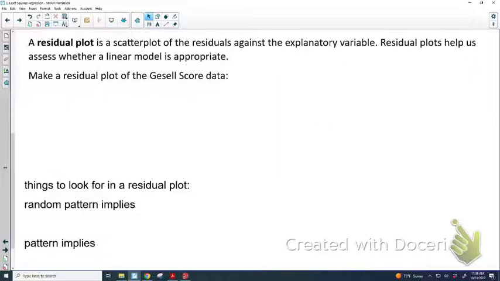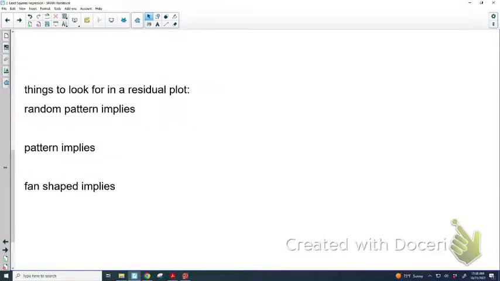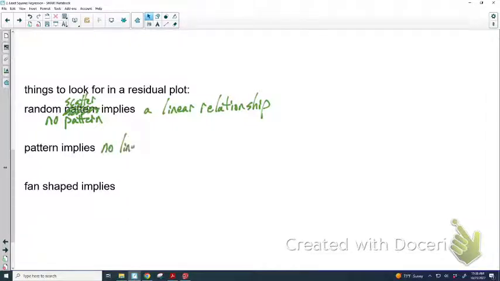So down here, let's actually change, I don't know why I use that terminology down there. Let's say random scatter. Or you could say no pattern. That was kind of an oxymoron, wasn't it? Random pattern? Let's say random scatter. Or just no pattern implies a linear relationship. A pattern implies no linear relationship.